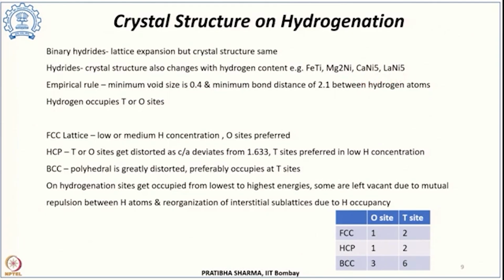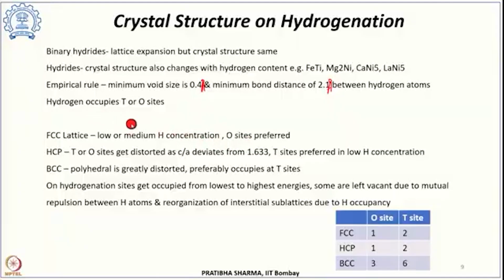Now there is an empirical rule which says that the minimum void size should be 0.4 angstrom and the minimum bond distance between two hydrogen atoms should be 2.1 angstrom. When hydrogen enters the metal lattice it will occupy the interstitial positions, which will be either the tetrahedral sites or the octahedral sites. Looking at the three main crystal lattices, like the FCC lattice, if it is a low to medium hydrogen concentration the hydrogen atom will prefer to occupy the octahedral sites.